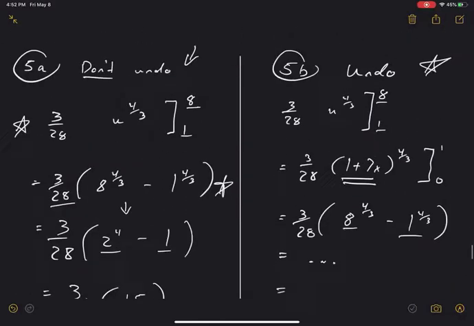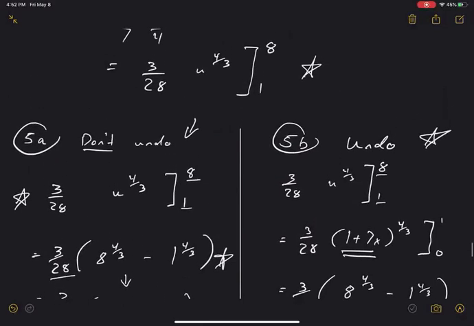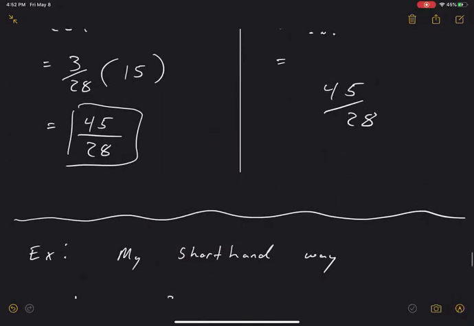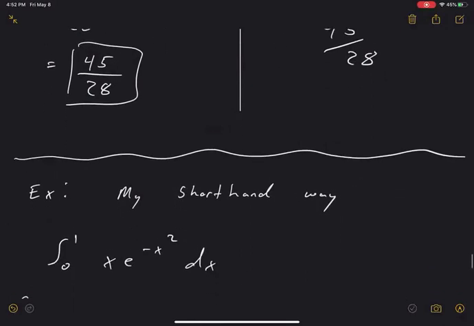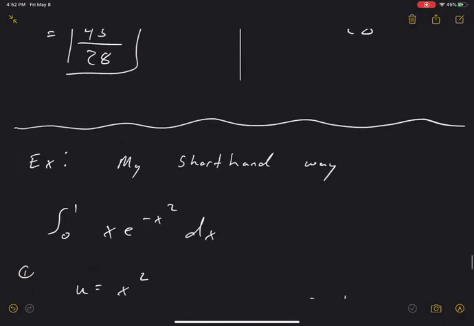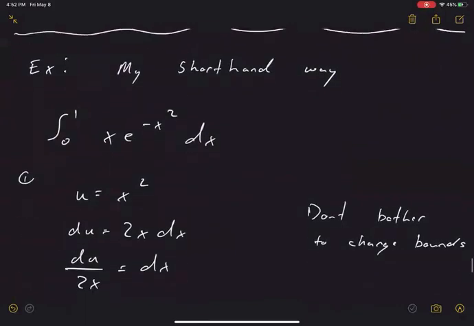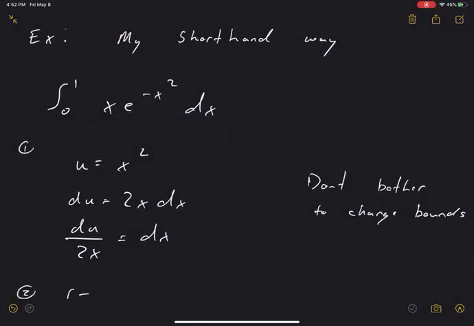Why did I bother showing you this? Why would you change the bounds only to undo that substitution at the end? Well, if we're careful, there's a little shorthand way that I use that we can avoid changing the bounds at all. Okay, so here's how I approach these problems.